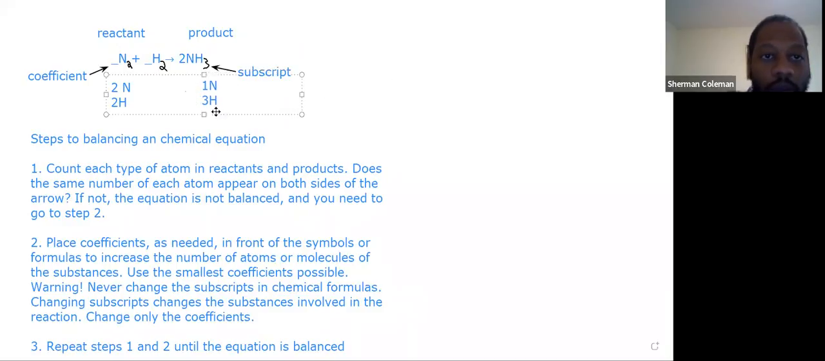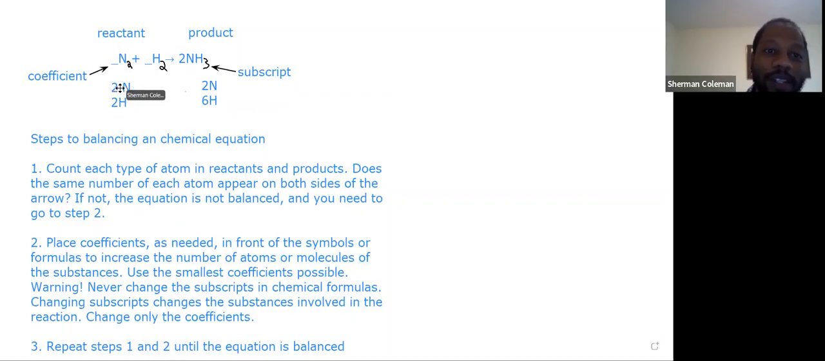And now we have 2 NH3. So now 2 times 1 is 2. So now we're going to change our number of nitrogens on the product side to 2, but also we're changing the hydrogens. So now we have 2 times 3, which is equal to 6. All right, so now we successfully balanced the nitrogens. And as you can see, step 3 is repeat steps 1 and 2 until your equation is balanced.